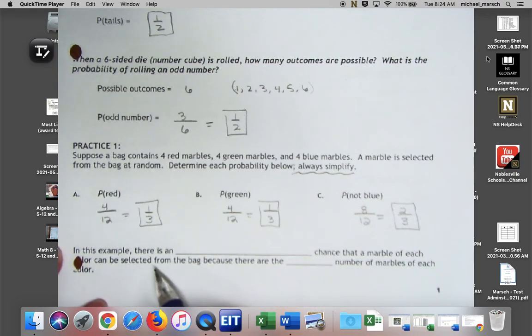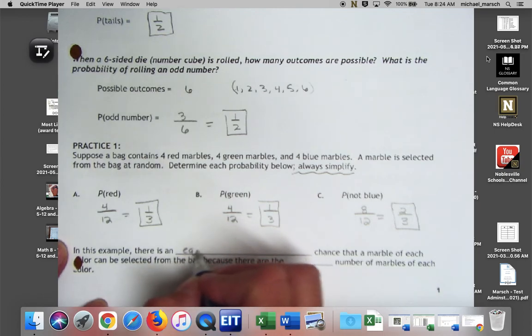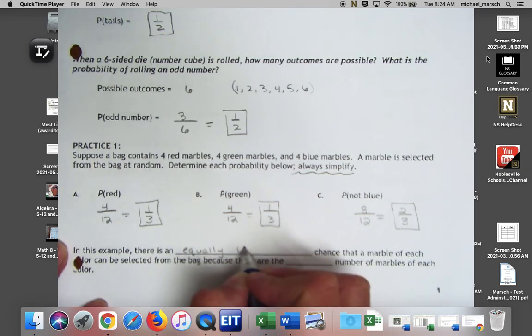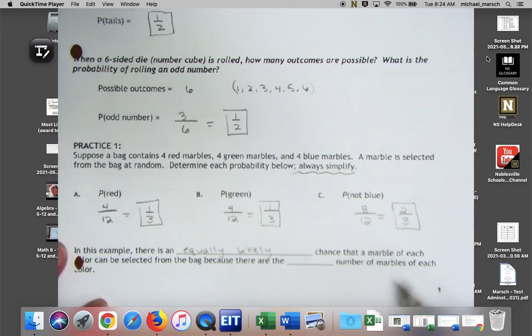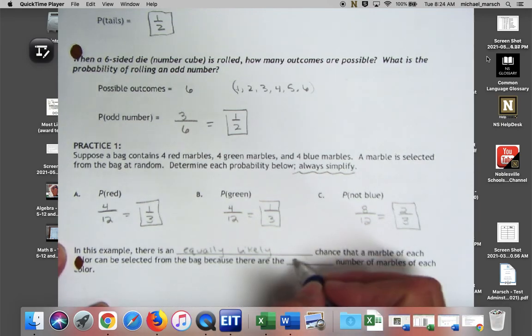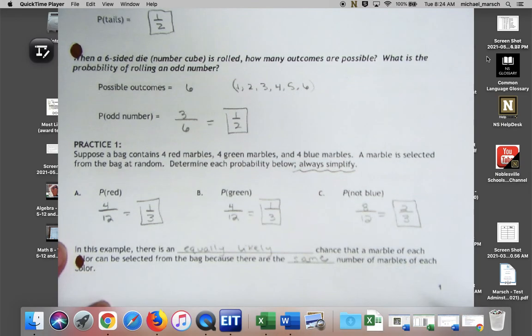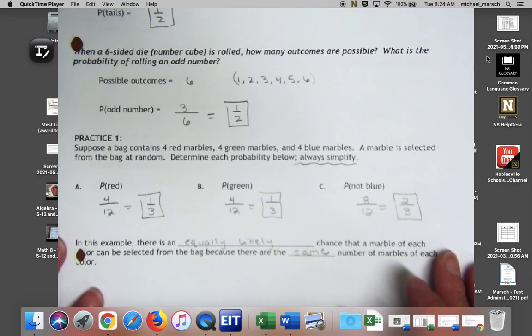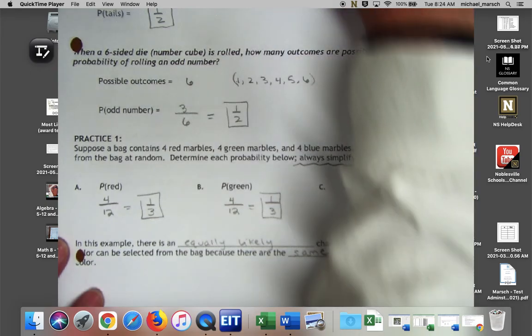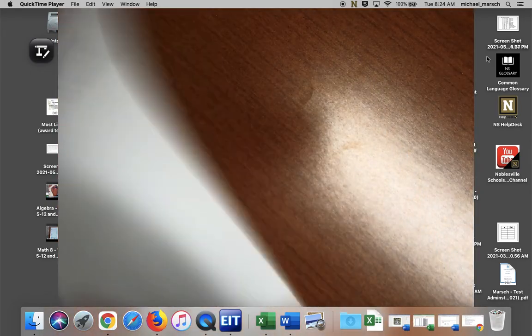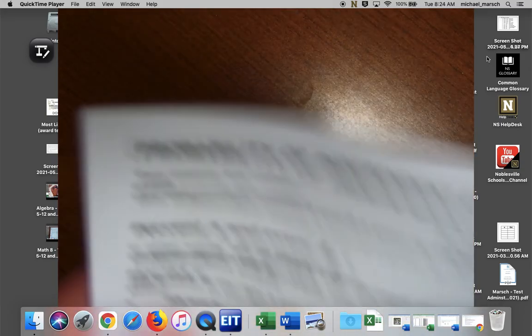In this example, there's an equally likely chance that a marble of each color could be selected from the bag because there are the same number of marbles of each color. Right? So pretty straightforward, pretty common sense stuff. Let's move on. So this is a single event. Now we're going to talk independent events.